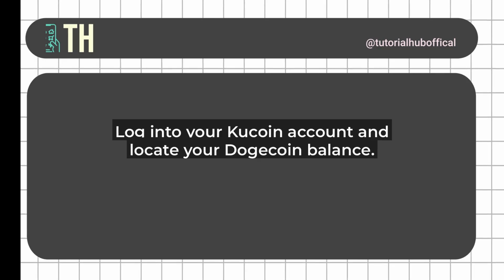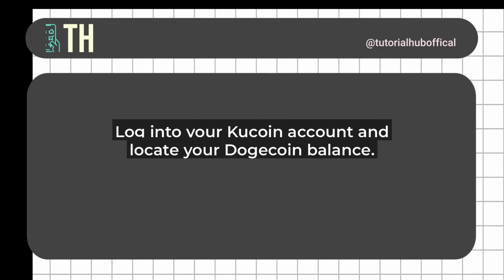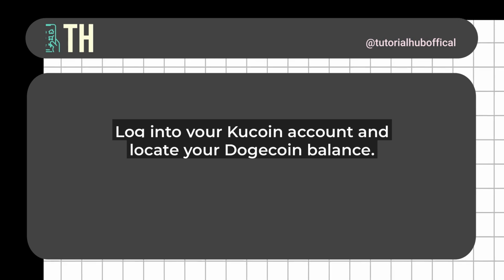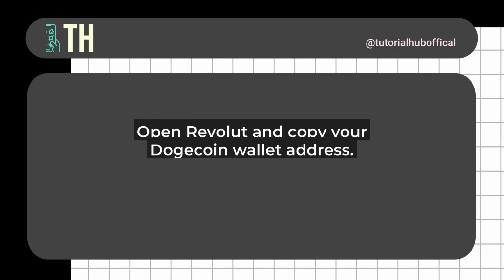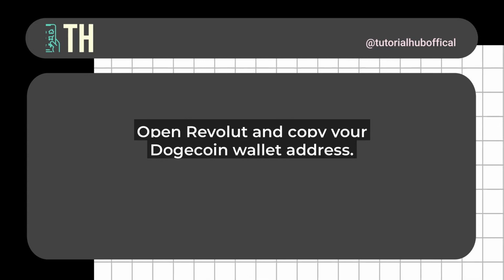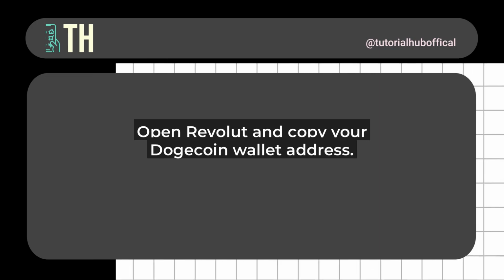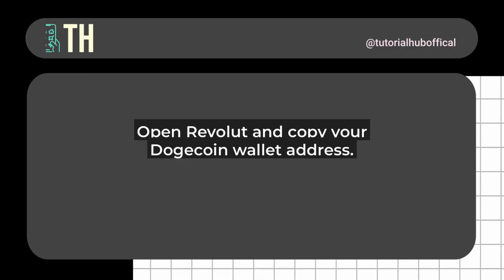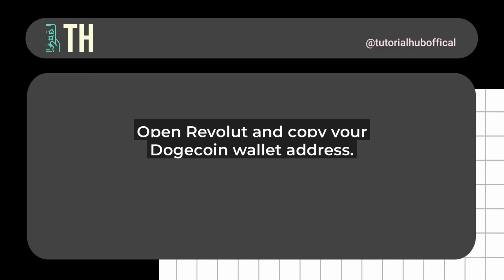Let's get started. First things first, make sure you have accounts set up on both Kucoin and Revolut. Log into your Kucoin account. That's your crypto exchange platform. Once you're in, head over to the Assets or Wallet section and find your Dogecoin balance. Double check that you have enough Doge to cover any withdrawal fees, which might be a bit higher in 2025 due to network updates.